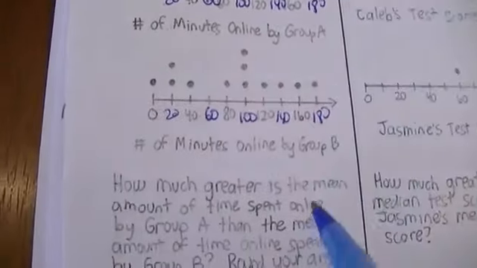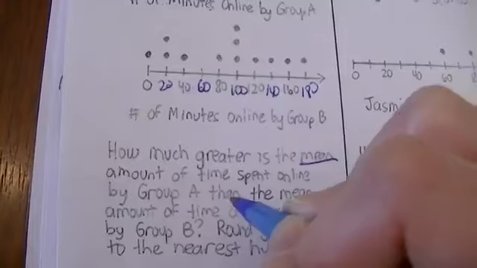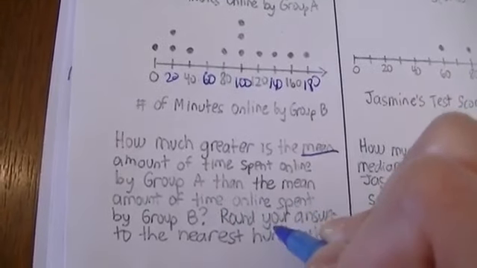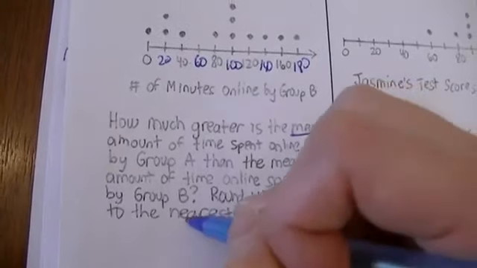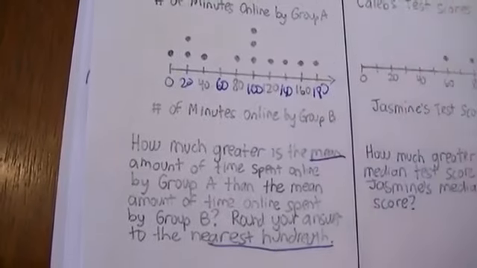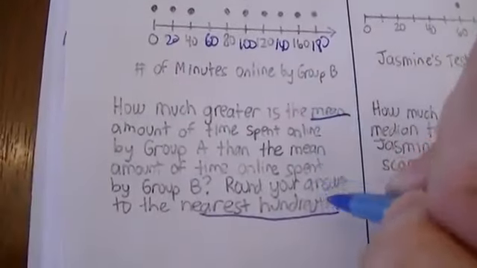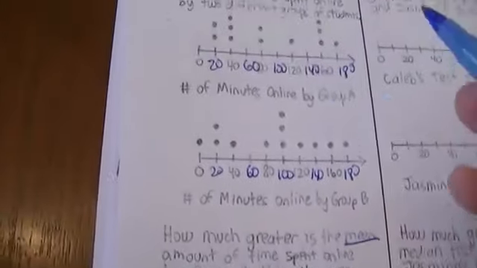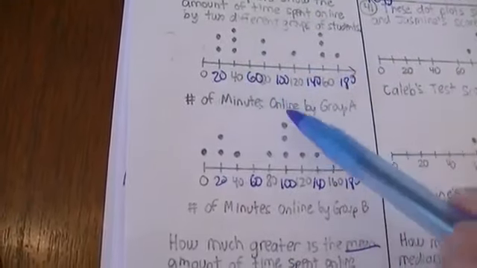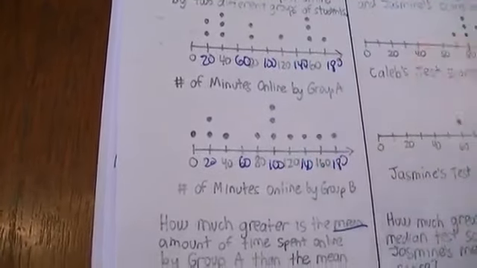Okay, how much greater is the mean amount of time spent online by group A than the mean amount of time spent by group B? Round your answer to the nearest hundredth. Okay, nearest hundredth is 2 decimal places to the right. They want you to round the answer. So if you get a decimal in your mean here and a decimal in the mean here, don't round it, just keep it, okay?